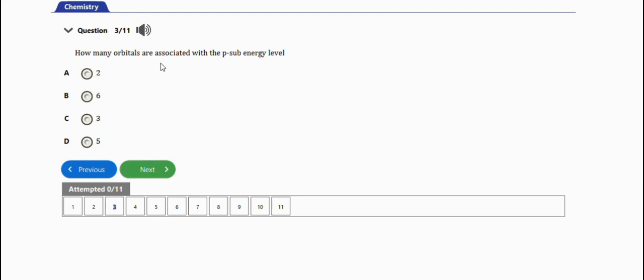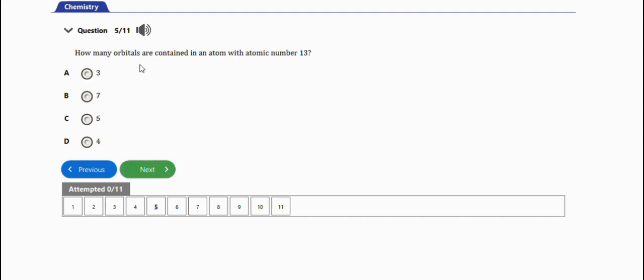So guys, it's important that you note this, very important. Next question. So for this question, the answer is 3. Alright, 3 orbitals that are associated with the p sub energy level. Next question will be this one. It says the number of orbitals in a p sub level of an atom. So the answer is 3.